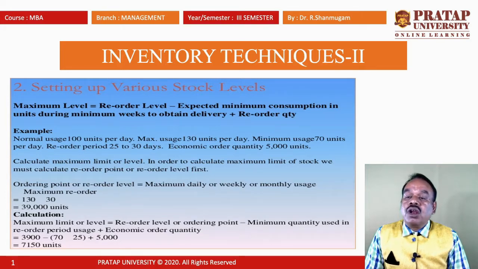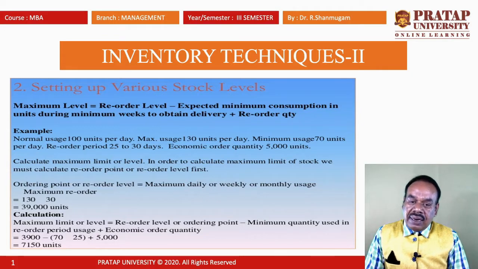Example: normal usage 100 units per day. Maximum usage 130 units per day. So the normal unit capacity is 100 units, but sometimes depending on the order, the maximum we can go up to 130 units. Minimum usage is 70 units per day. Reorder period will be 25 to 30 days. Economic order quantity 5000 units. So we have to calculate the maximum limit or level.